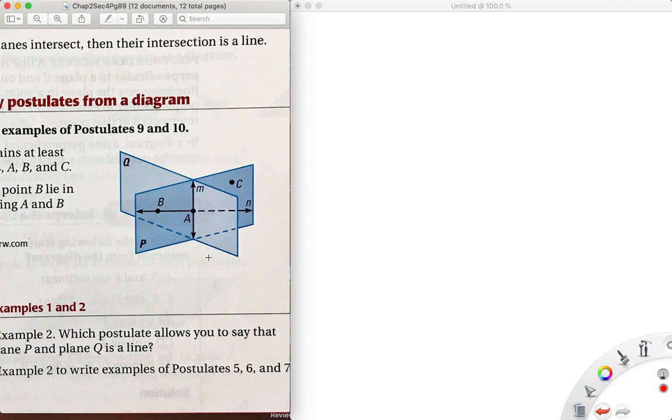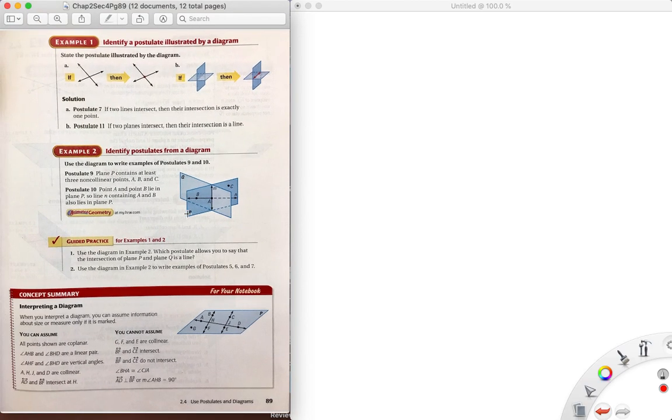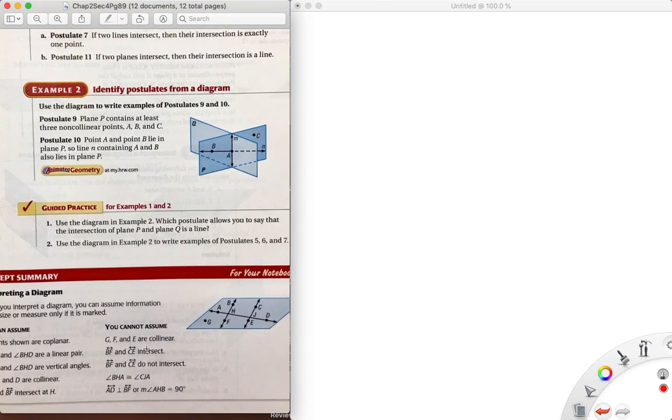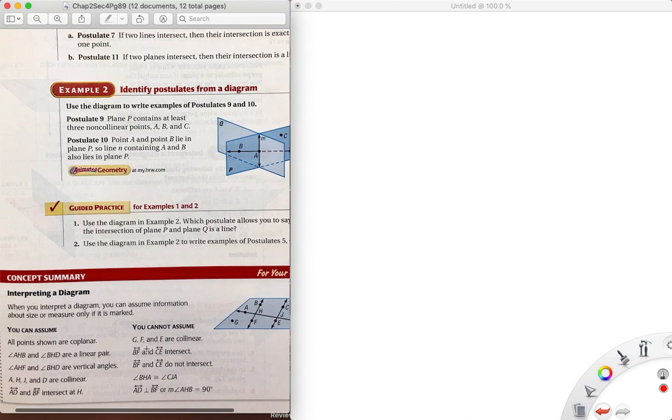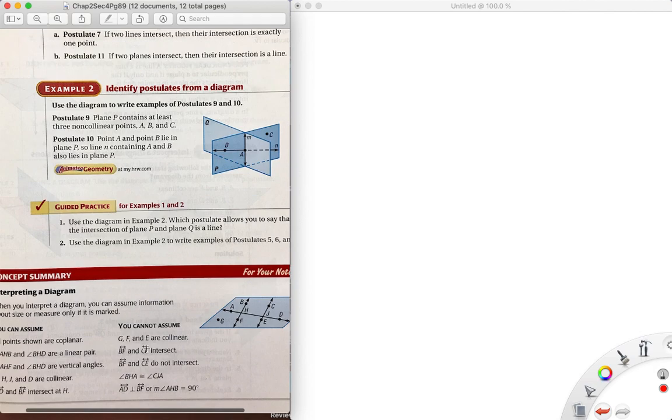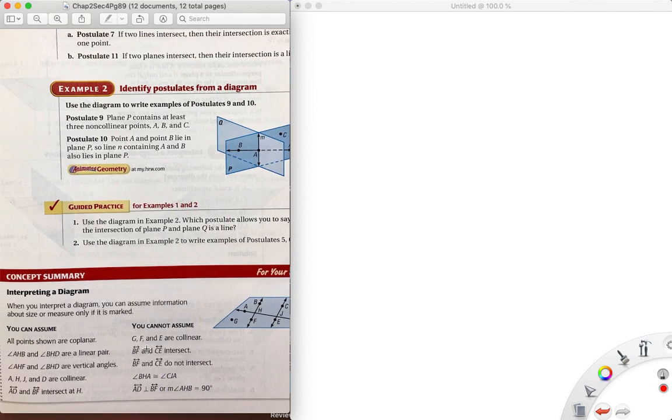Postulate 7 says two lines intersect at exactly 1 point. If we look at line M and line N, they intersect to form point A. So that satisfies postulate number 7. When you get these diagrams, there are going to be things that you can see, or prove or assume based off of the drawing, and there are going to be things that you can't. And they give you a bunch of things that show that case.